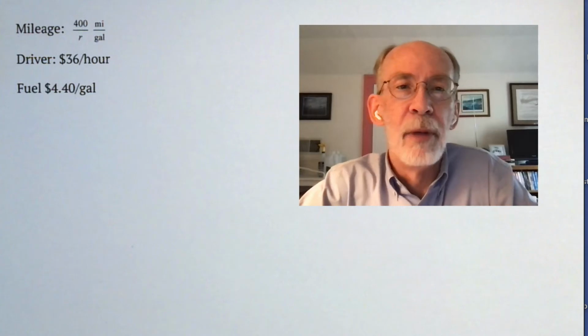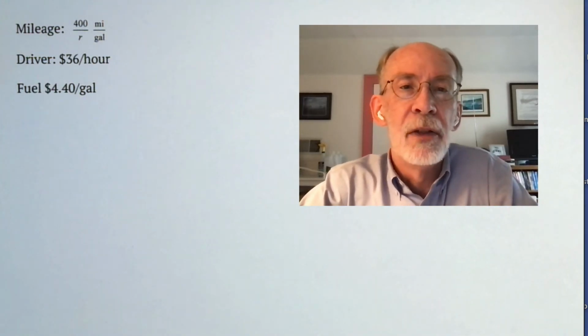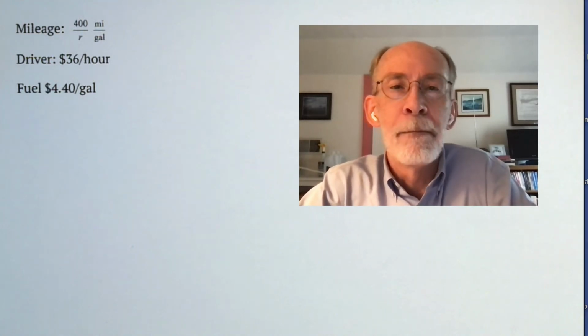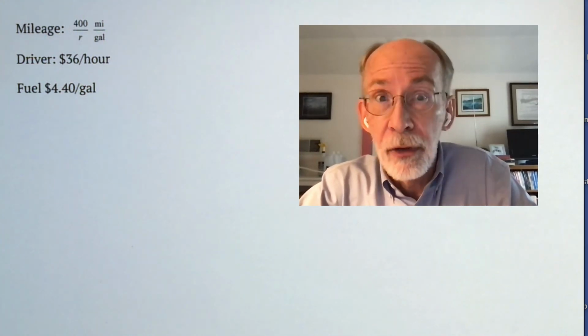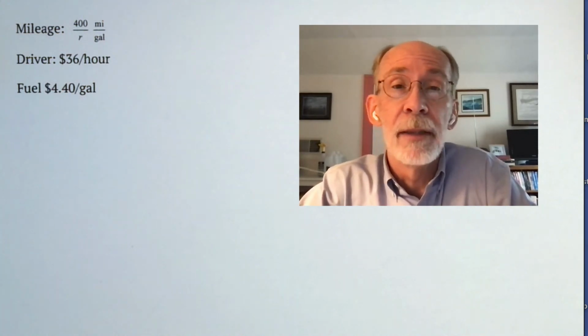So here is the bare bones information. The mileage of the truck is 400 over R miles per gallon. The driver is making $36 an hour. Fuel is $4.40 a gallon. And we want to minimize the cost per mile. It's good to take note of what our units are. They are miles, gallons, dollars, and hours, respectively.